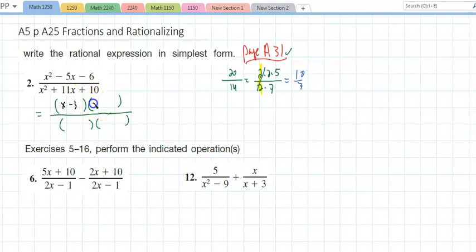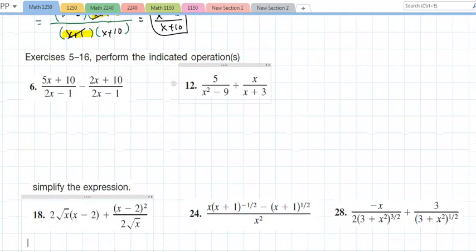x minus 3. Nope, x minus 6, x plus 1. And the denominator is x plus 1, x plus 10. And you notice this is a ratio of 1, which means they must be identical. Otherwise, you can't cancel them. So that's one aspect that comes up every now and then.